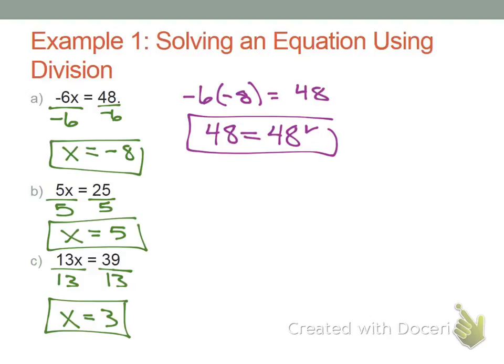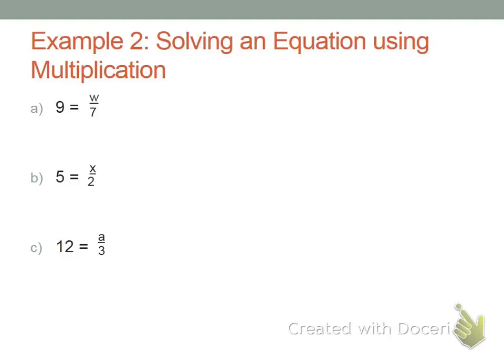All right, now in example 2, I'm solving using multiplication, because what operation is connected to my variable now? Division. You paying attention? Everybody looking up here? Division is attached to my variable now, so the opposite of division is multiplication. My rule says that I multiply by, and here's my fancy word, the reciprocal. What does that mean? It means the opposite.